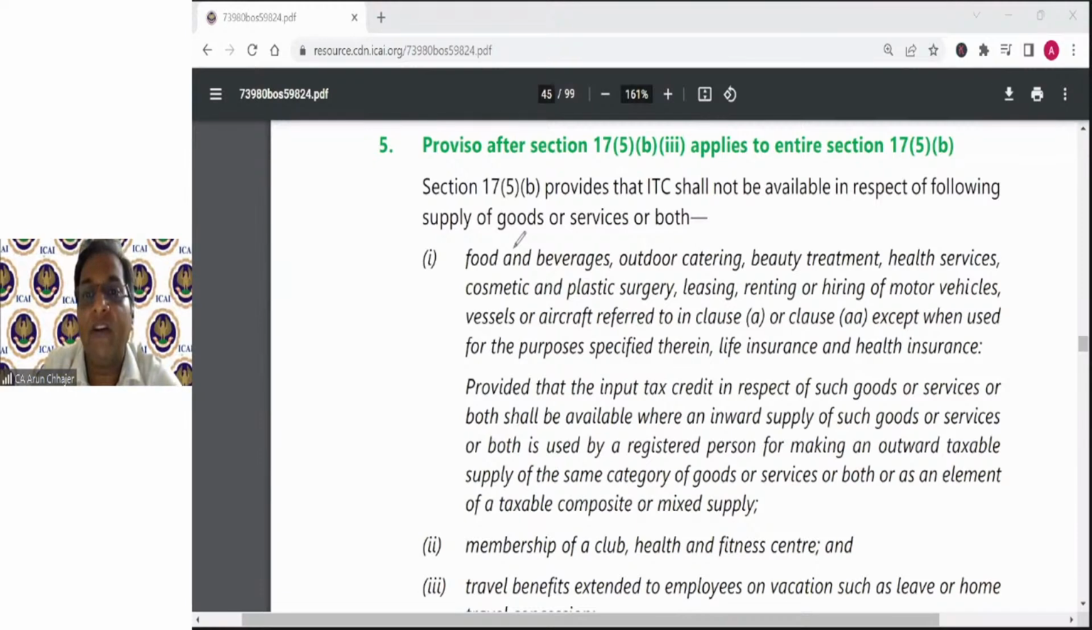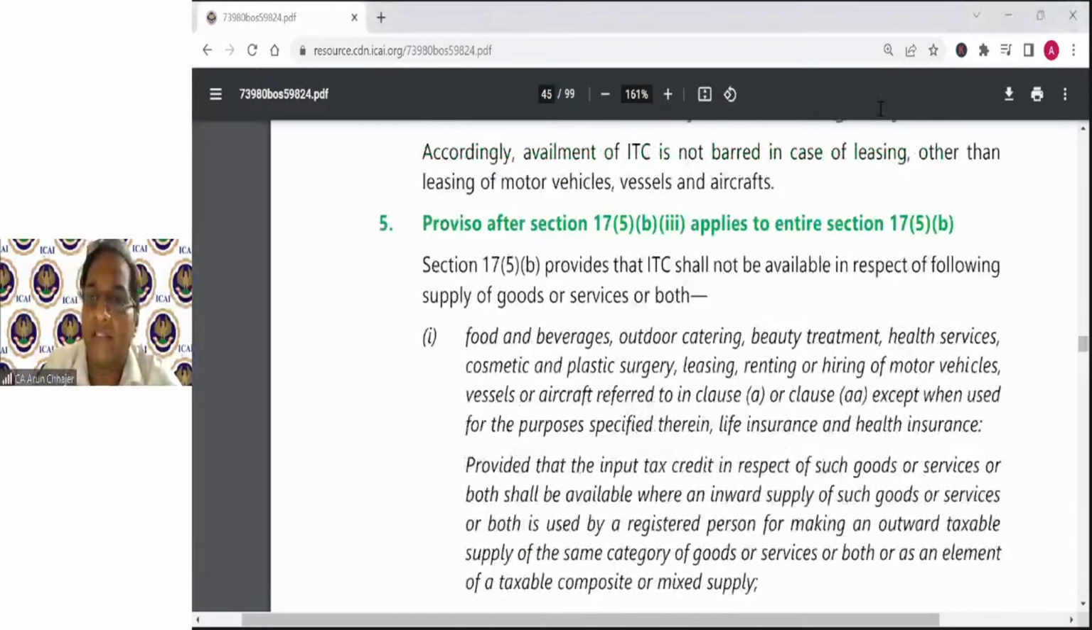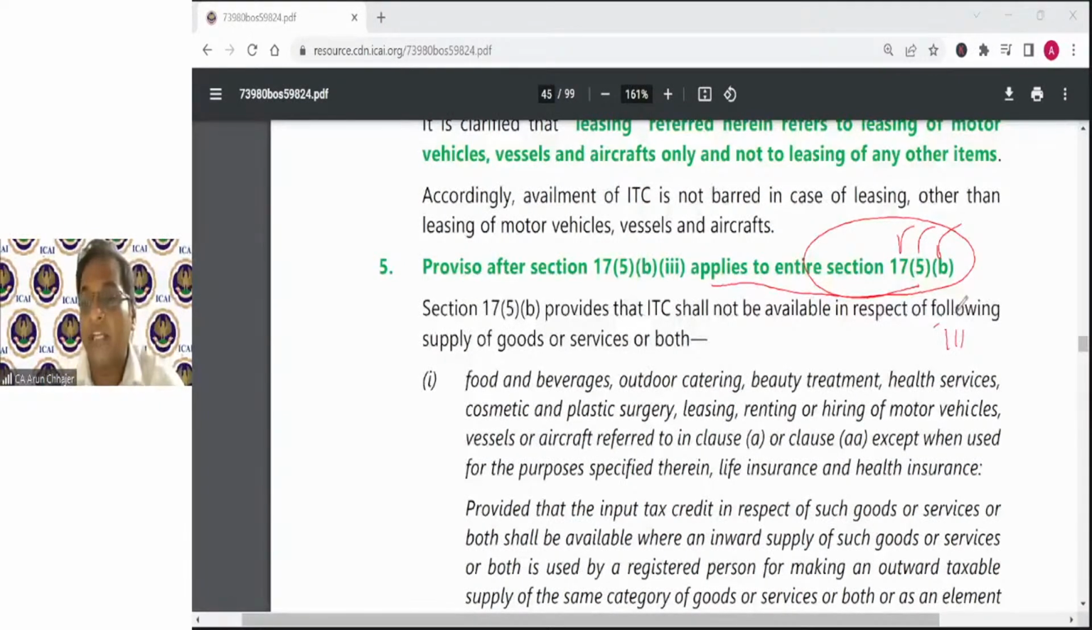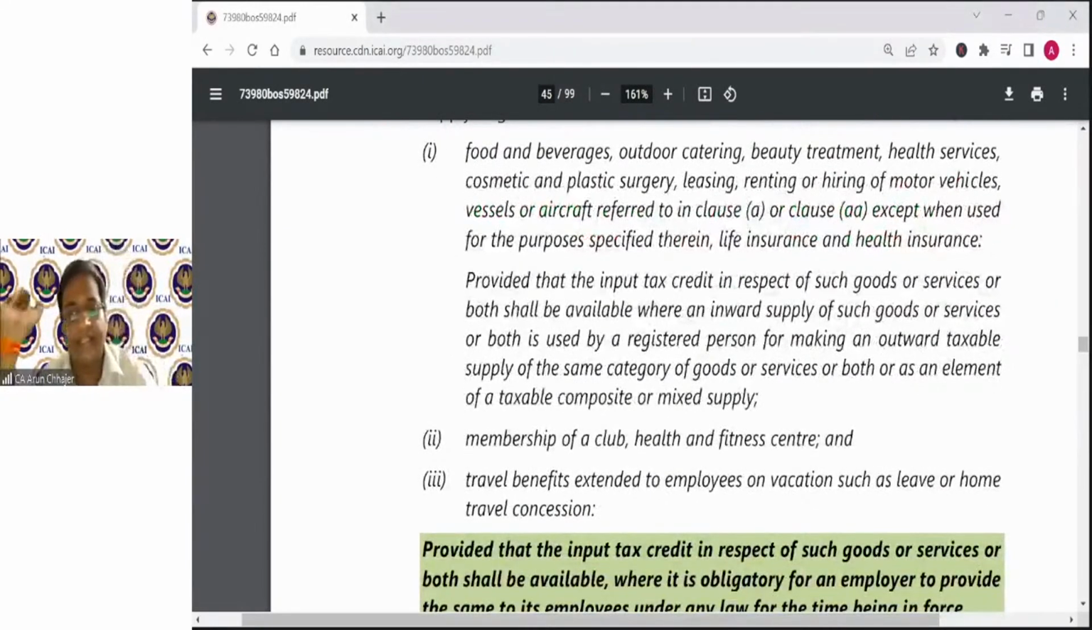Finally, they have clarified by the circular, and the circular says that the proviso applies to the entire 17 sub-section 5 clause B. It is not limited to sub-clause 3. It is applicable to clause 1, clause 2, clause 3, all the clauses, all the sub-clauses. Okay, clear till here? If there is any doubt, please ask. Till here clear? If there is any doubt, ask. I am giving you 1 minute. This part we have already discussed.